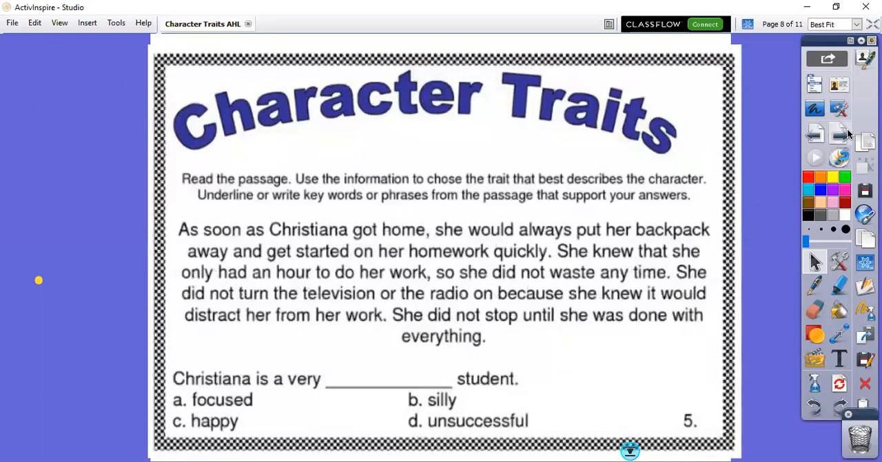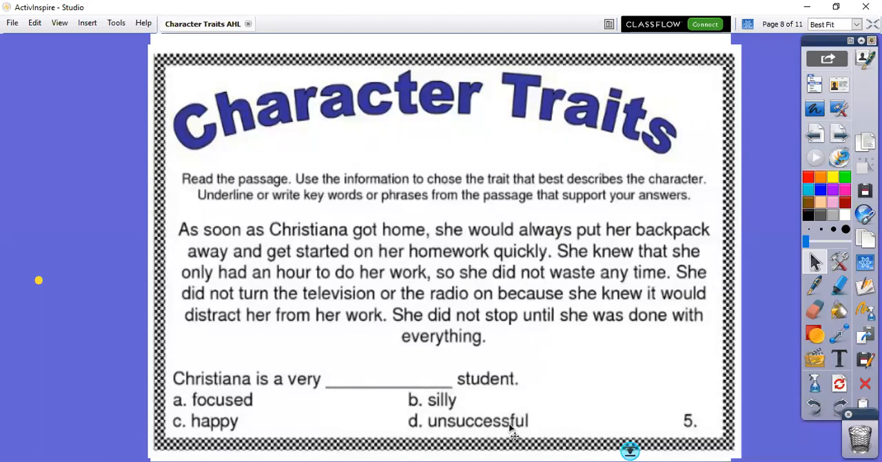Y'all are getting it. One more. As soon as Christiana got home, she would always put her backpack away and get started on her homework quickly. She knew that she only had an hour to do her homework, so she did her work without wasting any time. She did not turn on the television or the radio because she knew it would distract her from her work. She did not stop until she was done with everything. Boy, this Christiana sure is a good student, isn't she, guys? So Christiana is a very what student? A, focused. B, silly. C, happy. Or D, unsuccessful.